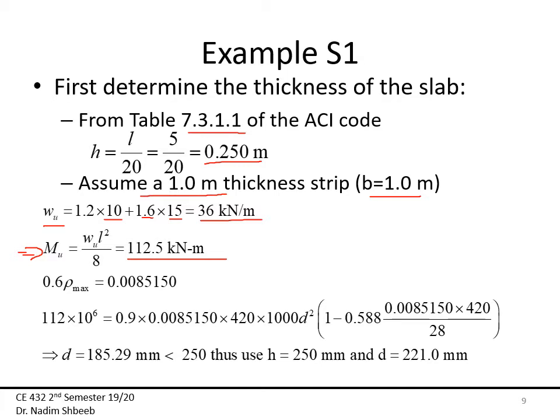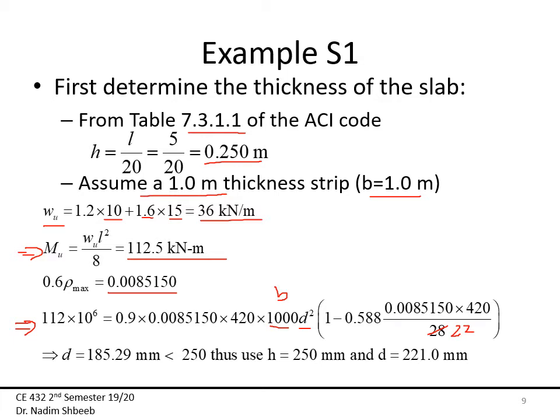Here I'm going to assume 0.6 rho max, and that's going to give me this value right here. Using this equation, then M ultimate is equal to 0.9, which is my phi, times rho, times 420, times this is my B. So the only unknown here is D. By the way, this is 22, not 28. The numbers are actually reflected by, I forgot to change that.